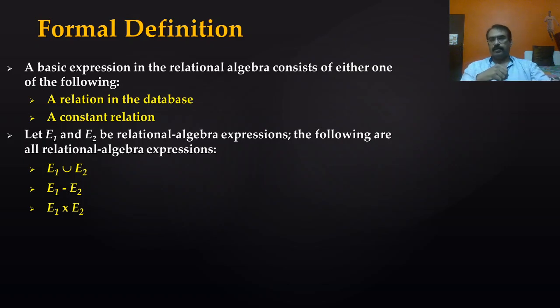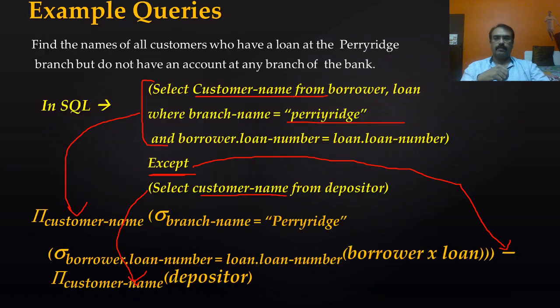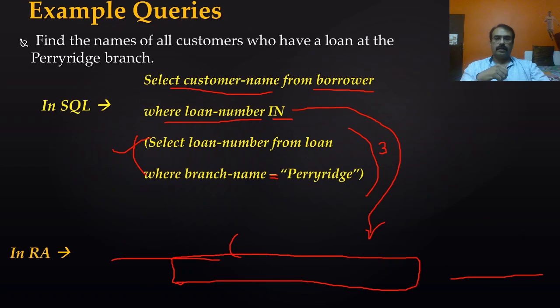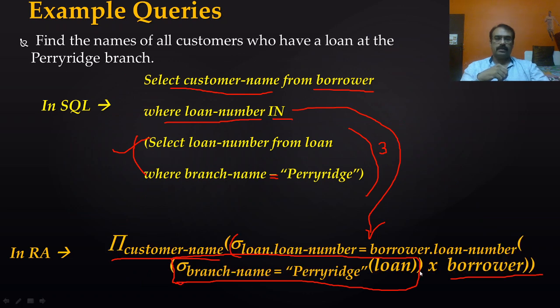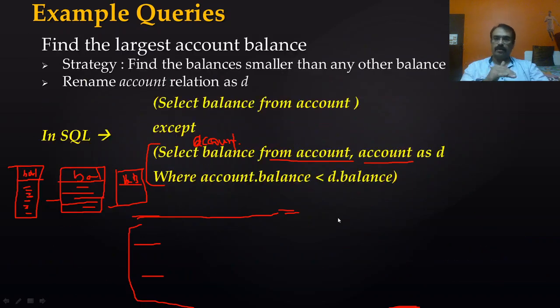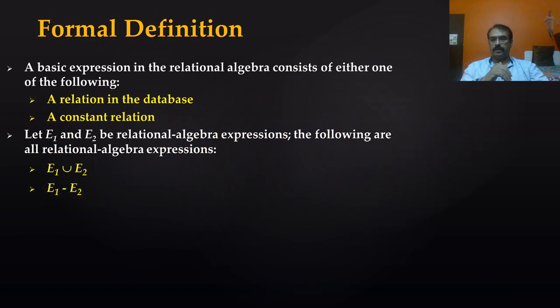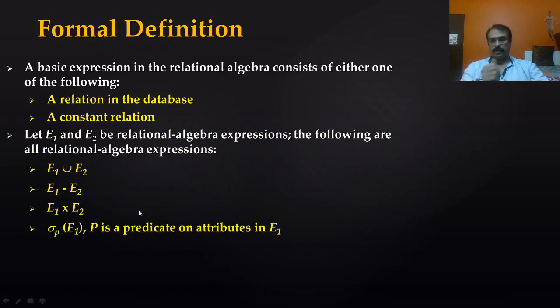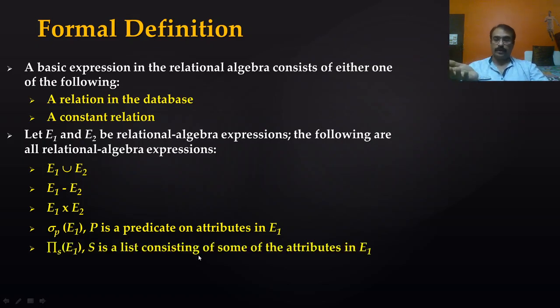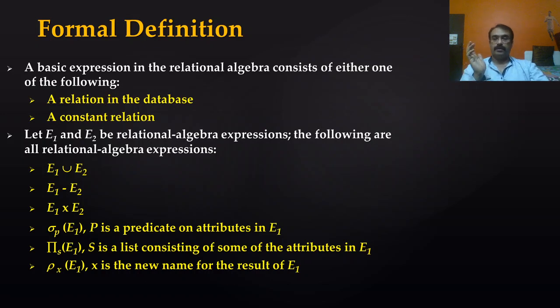See this example: this produced constant relation is multiplied with the relation from the database. So that is the difference between a constant relation and a relation from the database. We can produce a Cartesian product, apply a predicate, apply a projection operation, or rename that. So these are all the expressions which are possible with the help of relational algebra.